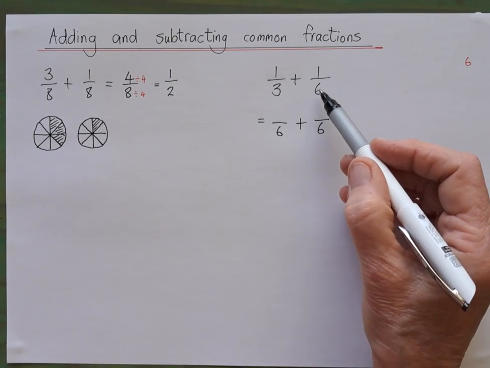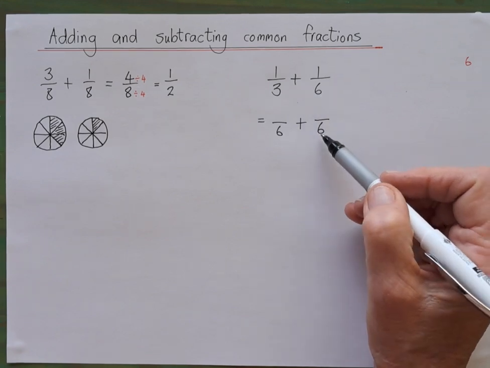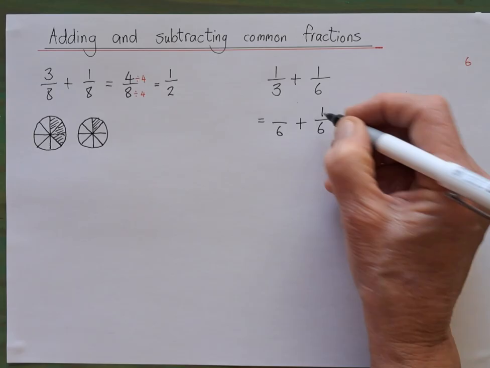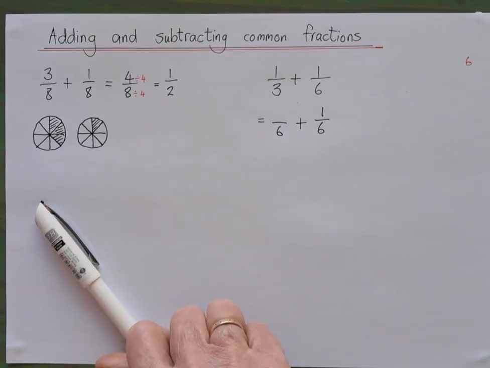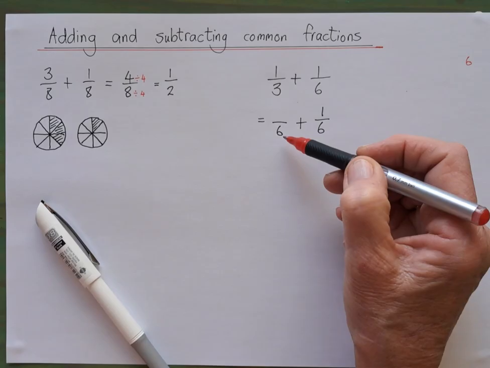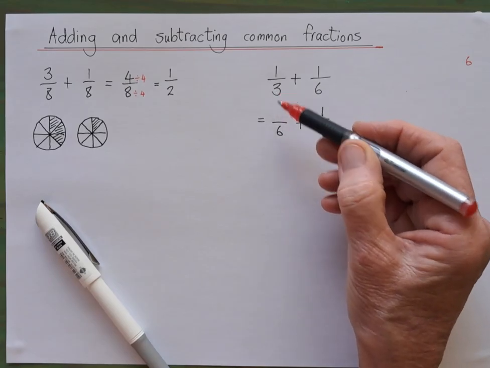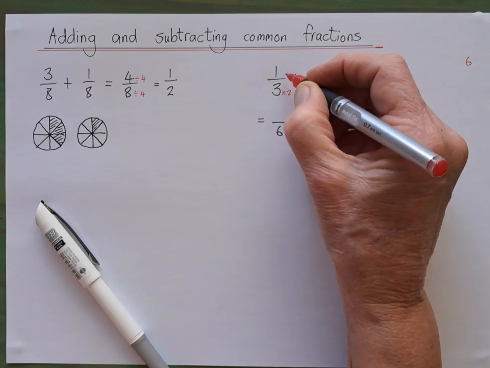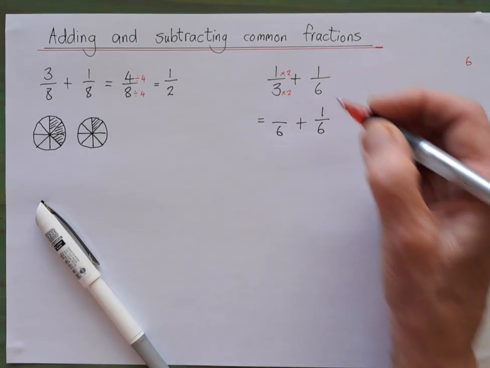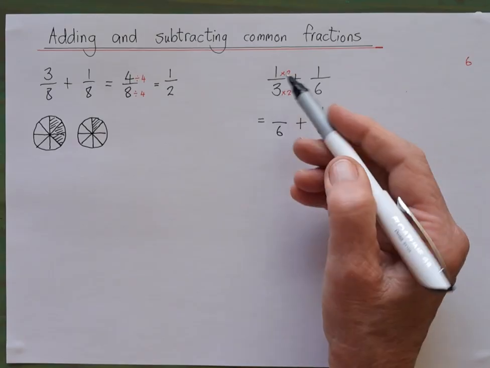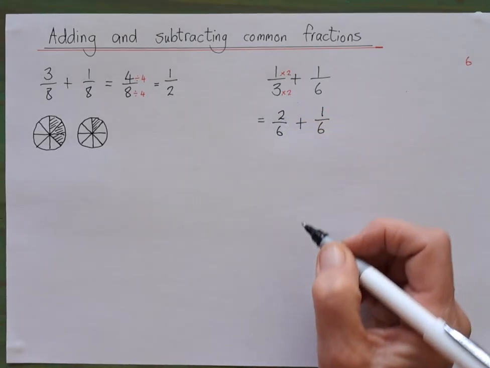So in this case, the denominator was 6 and it's still 6. If the denominator doesn't change, then the numerator isn't going to change. But in this case, the denominator was 3 and now it's 6. So how did I get 3 to become 6? I multiplied it by 2. And whatever I do to the bottom, I must do to the top. And so my numerator here is going to be 1 times 2 is 2.